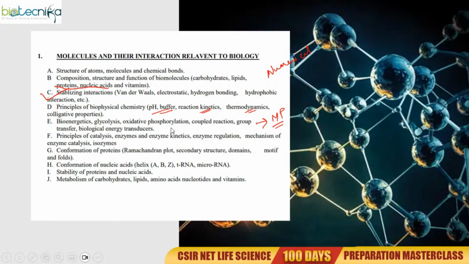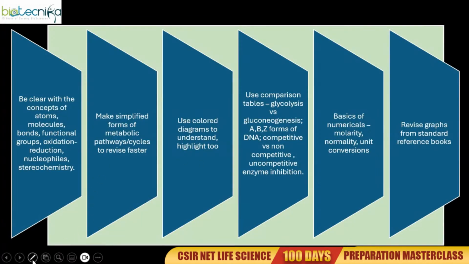Here are some tips and tricks that you can focus on. The very first thing is to be clear with the concepts of atoms, molecules, bonds, functional groups, oxidation reduction processes, nucleophiles, and stereochemistry. Biochemistry is the base onto which other units are constructed, or connected to each other.